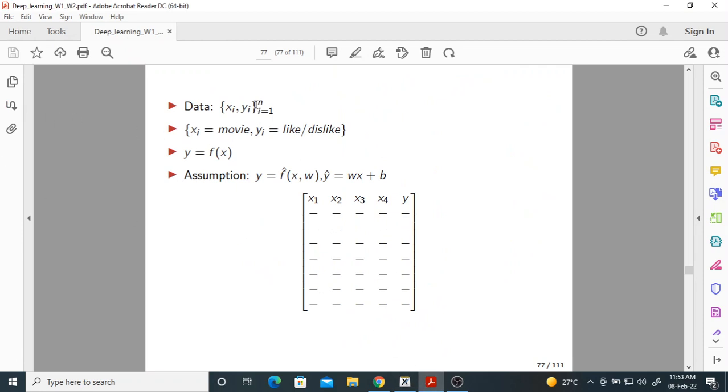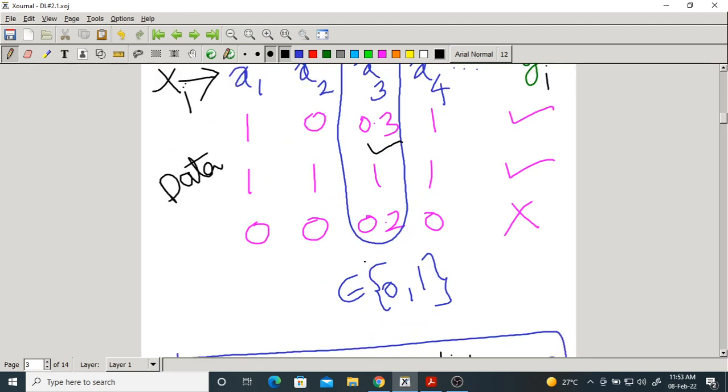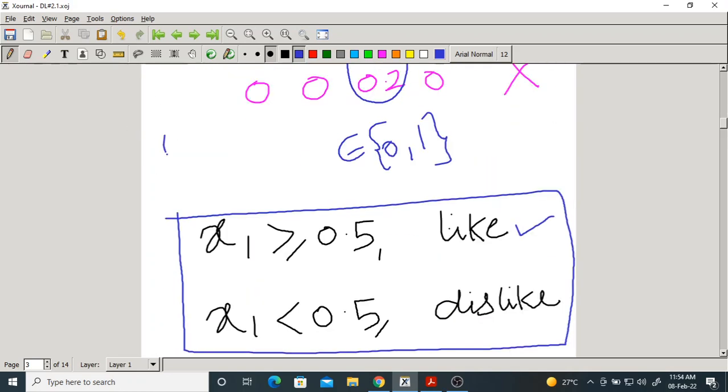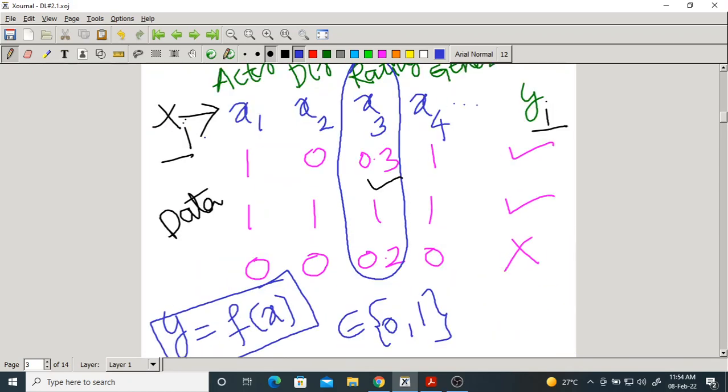So the data is xi, yi, where i varies from 1 to n. For each and every movie, we have some features, and based on those features, we take a decision. Now, there is a true relation between this y and x, which is not known to us. Listen carefully. You may like some movies and not like others. The reason is not known to everyone, but there is a true relation between the decision and the inputs, which is not known to anyone.